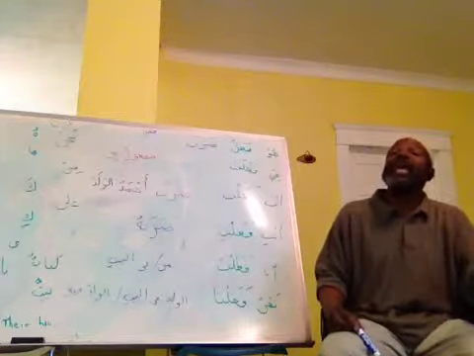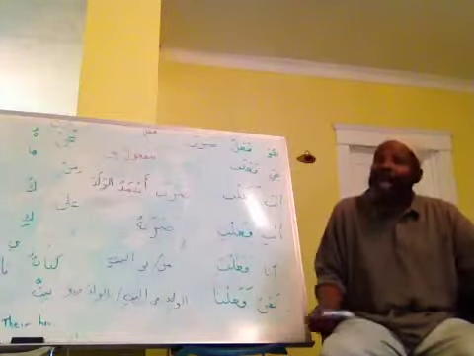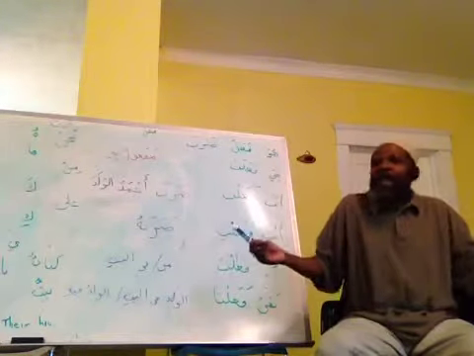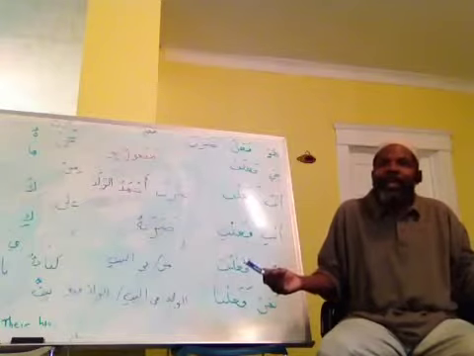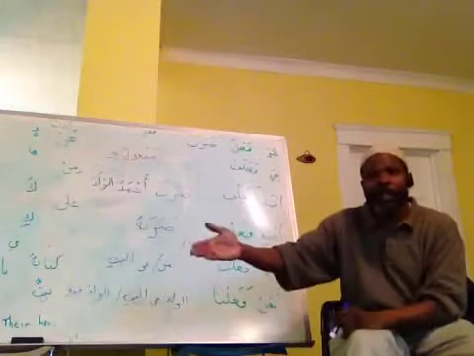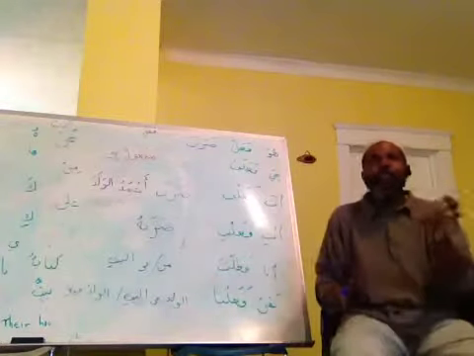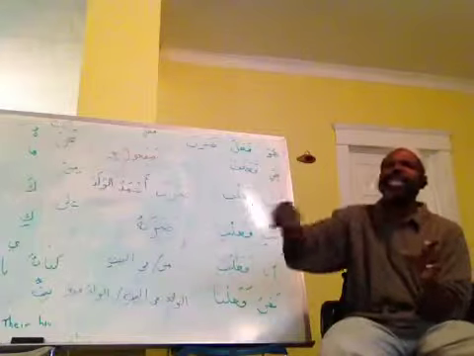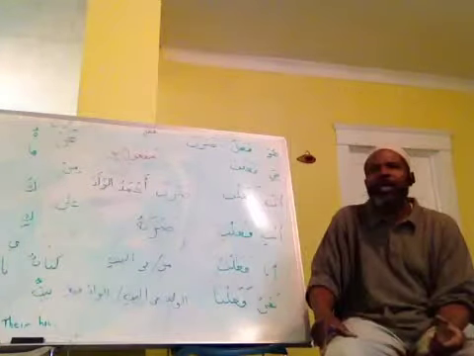This is from her. هذا منها. هذا من Halima. You see? Same word in English, same thing. But in Arabic it's a different function. That's why the grammatical part is more important, not the meaning. How is it being used?